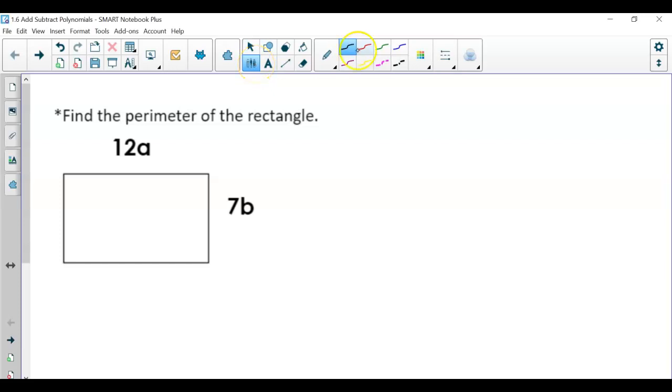So this is just keeping in mind that finding the perimeter means adding up all of the sides. And with a rectangle, opposite sides are always congruent. So if this side here is 12a, then the side opposite is 12a. Same thing here. If this side here is 7b, then the side opposite is congruent, which is also 7b. Then of course, just making sure you combine like terms. So here, we have 12a plus 12a, which is 24a. Then here you have 7b plus 7b, which is 14b.